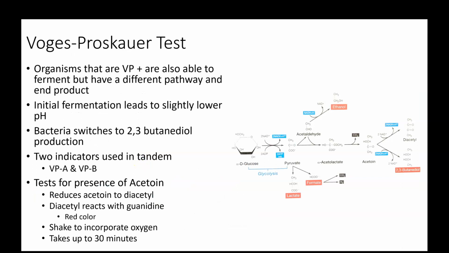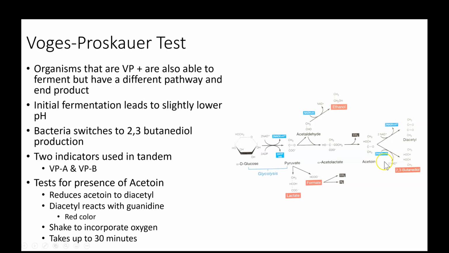Now, the Voges-Proskauer test, on the other hand, also involves fermentation, but with a different pathway and a different end product. Remember, we have glucose turning into ultimately pyruvate, but bacteria that are positive for Voges-Proskauer utilize this pyruvate in a different pathway. It can produce ethanol, lactate and formate also, but the main pathway here turns pyruvate into a product called 2,3-butanediol. Ultimately, we're looking for the bacteria's ability to produce 2,3-butanediol as an end product.